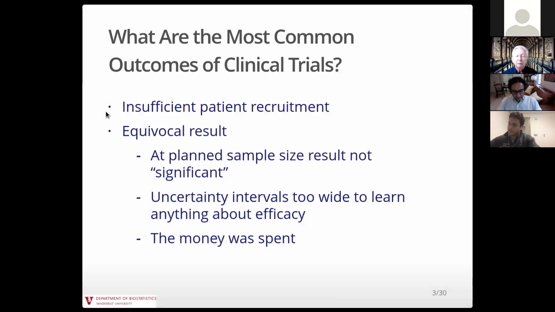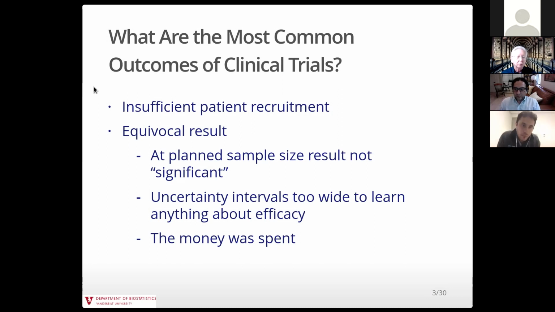So I'm going to start with issues that are related to power and sample size. Most people who have been involved in clinical trials know the answer to this question. What are the most common outcomes of clinical trials? The number one outcome is insufficient patient recruitment. And you may not know this statistic, that the median number of patients recruited in a cancer clinical trial is 0. So more than half of cancer clinical trials that are opened never recruit a single patient. But we usually don't have that much trouble in cardiovascular, but still recruitment lags what we hope.